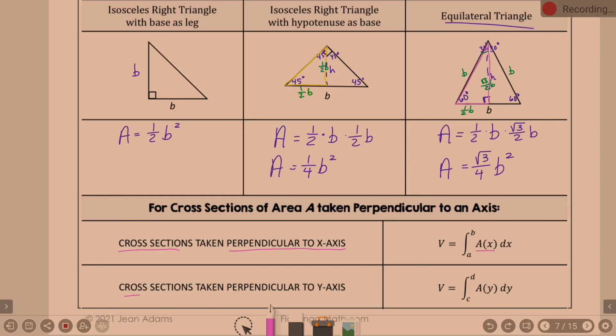However, if the cross sections are perpendicular to the y-axis, so now if we're talking horizontal cross sections, you're going to be working in terms of y's and everything, so it's x equals, and your equation is in terms of y. Okay?